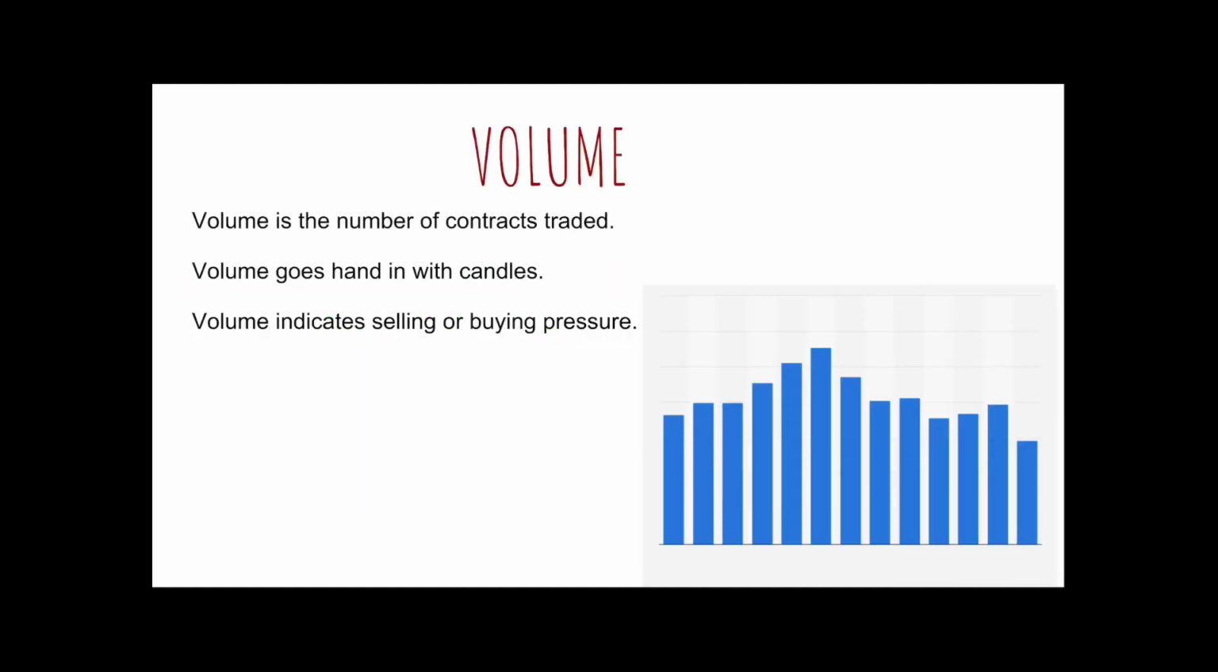Volume. Volume is the number of contracts traded. It doesn't tell you how many people are buying or selling, but by analyzing volume levels it does tell you that there are more buyers than sellers or sellers than buyers. Volume goes hand in hand with candles. If you see a red candle, you're going to see selling pressure to match that red candle. If you see a green candle, you're going to see buying pressure to match that green candle. Volume indicates selling and buying pressure.